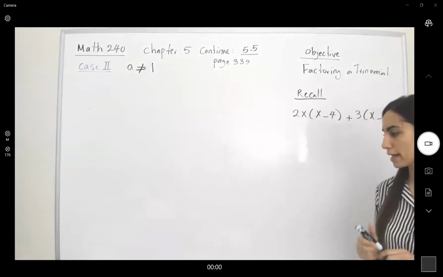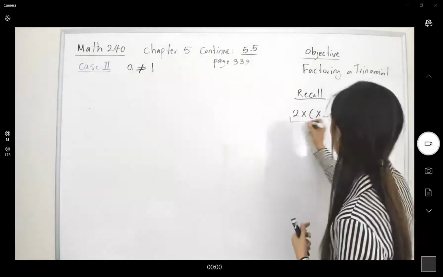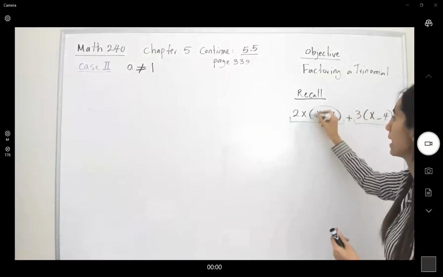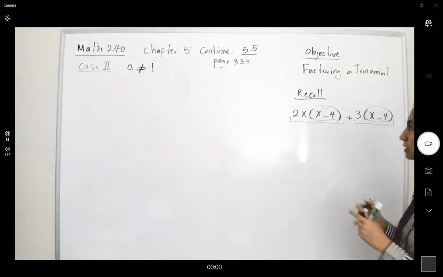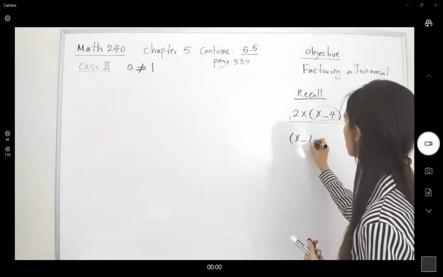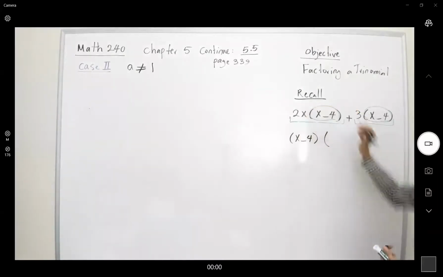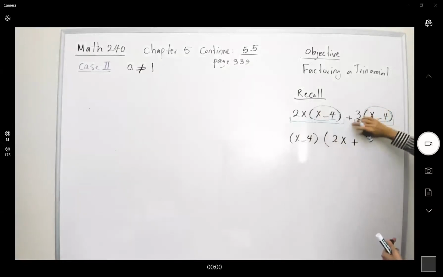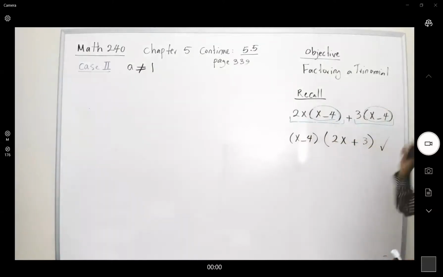Remember that you say that the common factor between these two addends is actually a linear expression, which is x minus 4. So I can take out x minus 4 and write it in front of parentheses. If I take out x minus 4 from the first addend, I'm left with 2x plus. If I take it out from the second addend, I'm left with 3. And this is the complete factorization of this expression.